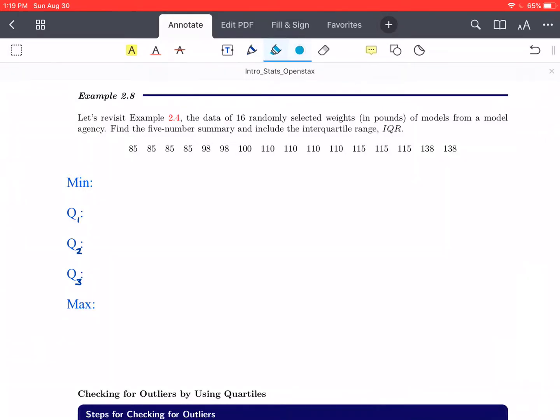So when we're looking at the data set, we can find the min and the max pretty quickly. So the smallest value is 85, largest value is 138. So the min is 85, the max is 138.